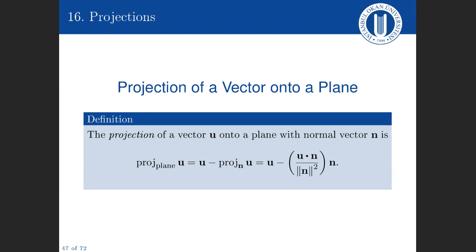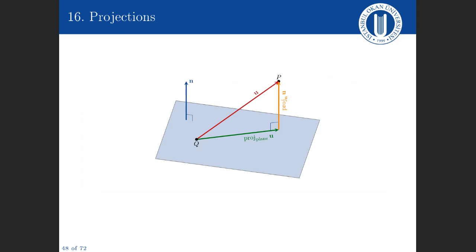We can project a vector onto a plane. The projection of a vector u onto a plane with normal vector n is the same as u minus the projection of u onto n. Let me show you the picture. The picture looks something like this.